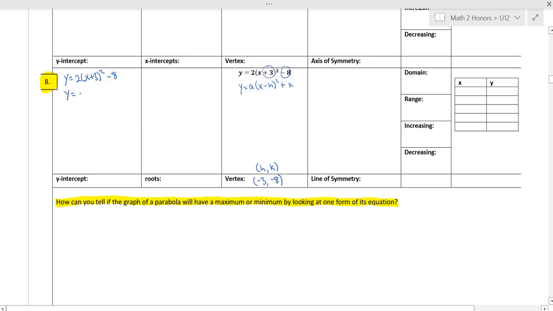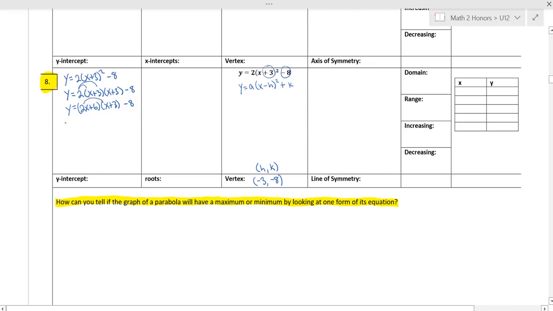Then work through this and follow order of operations. So exponents first, so we got 2 times x plus 3 times another x plus 3 minus 8. When you multiply, you can multiply the 2 times one of the x plus 3's, not both. Or you can multiply x plus 3 times x plus 3 first and then multiply the 2 in. I'm just going to multiply the 2 into only the first one, not the second one. And I get y is 2x plus 6 times x plus 3 minus 8.